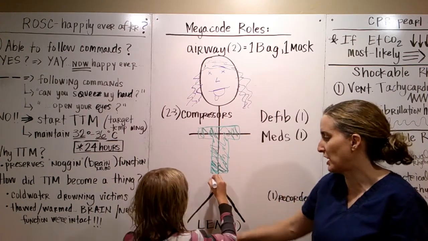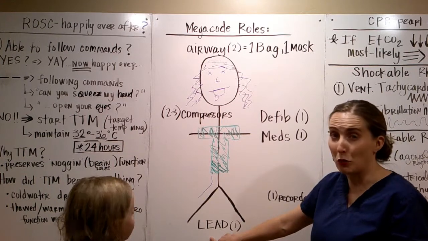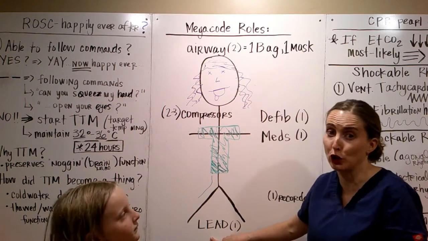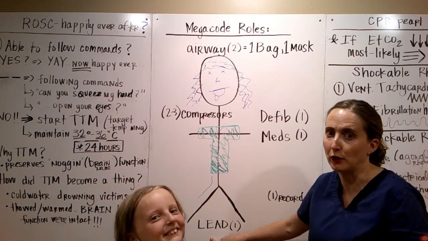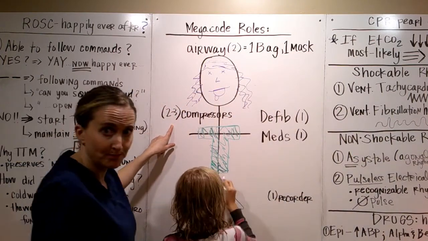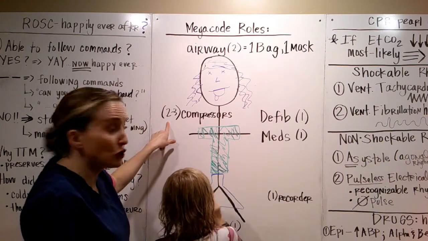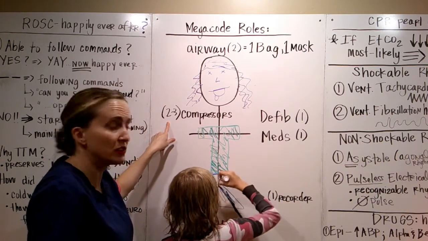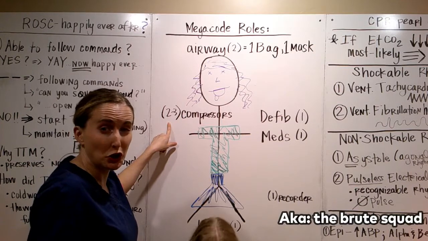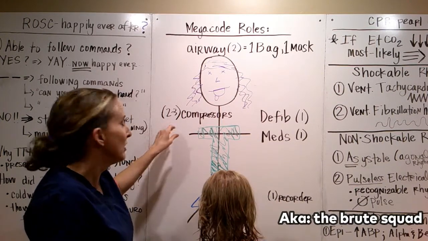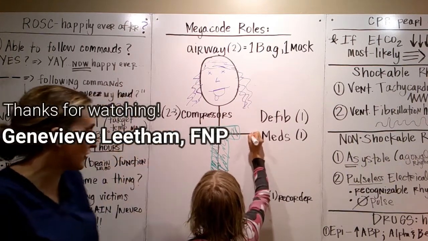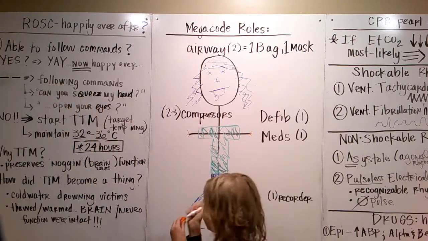Now we have someone in charge. That person is the lead, and they're either the provider or it could be a nurse, until the provider arrives. Now we have 2 to 3 people doing compressions. This could be EMS, nurses, techs, paramedics, or hospital security. Whoever is BLS certified can rotate in and do compressions. Okay, and that's the end of the video, and thank you, Little Miss, for doing our illustration.